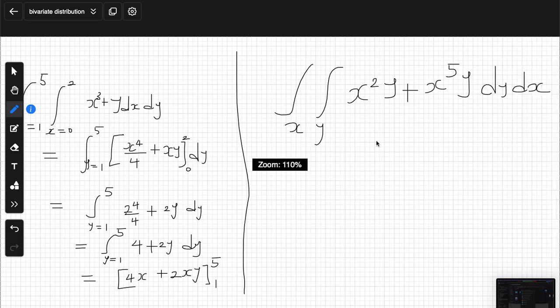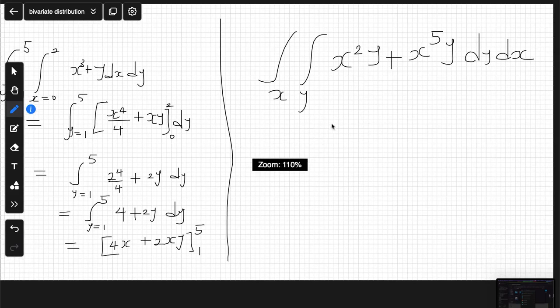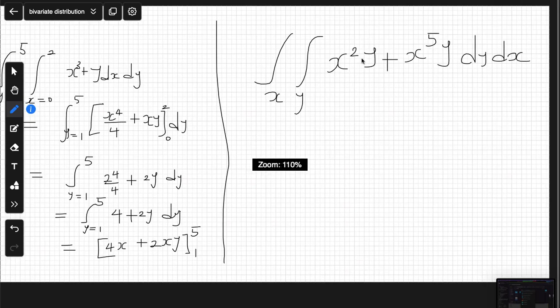Now, you integrate with respect to y. x squared is a constant when you are integrating with respect to y. x raised to the power of 5 is also a constant. Anything that has to do with x and doesn't have to do with y, or any other letter or number, is automatically a constant.